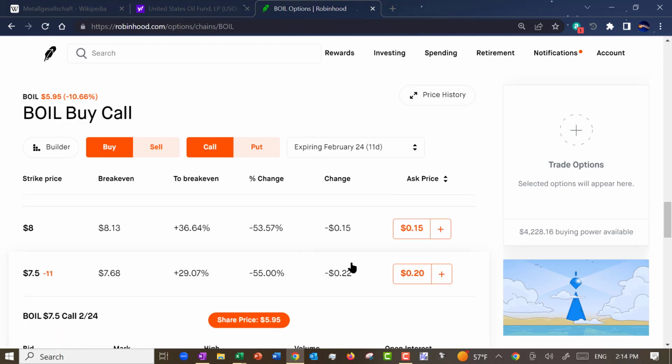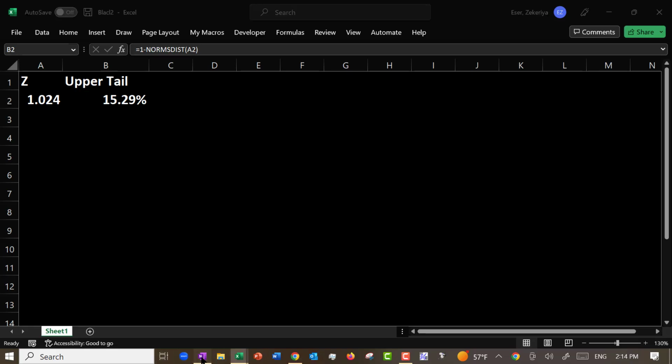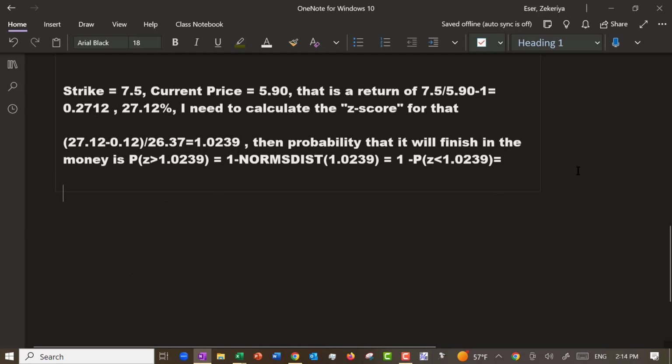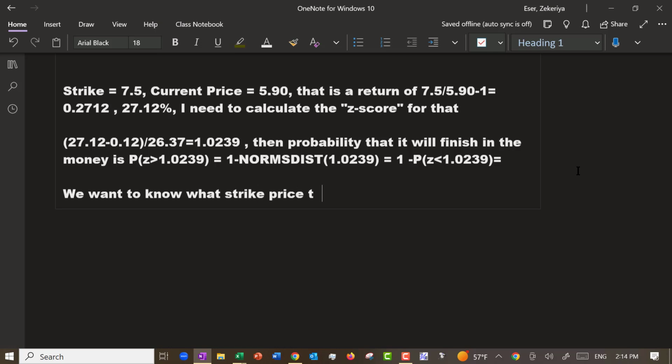But it is paying a lot of premium for that now, 20 cents. But if you want that probability to be lower, then you're going to have to live with a lower premium. Alternatively, you can ask yourselves the following question. So we want to know what strike price to use for the covered call.